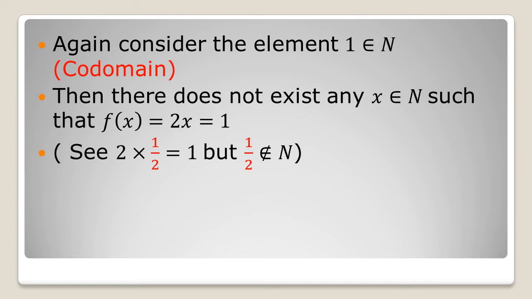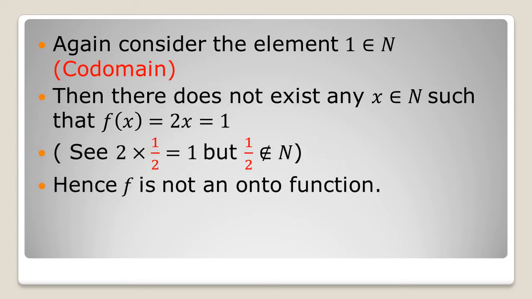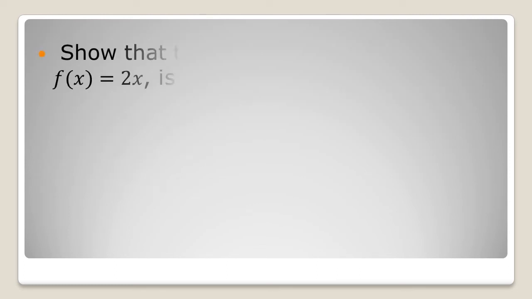You can see x must be half, then only 2 into half equals 1. Meaning half is the pre-image of 1, but the domain of the function is the set of natural numbers where half is not there. Therefore 1 will not be the image of any element of the domain. Therefore f will not be an onto function. That's how we show a function is not onto.